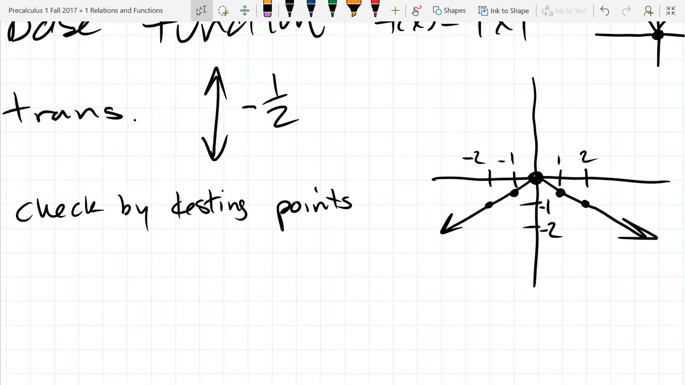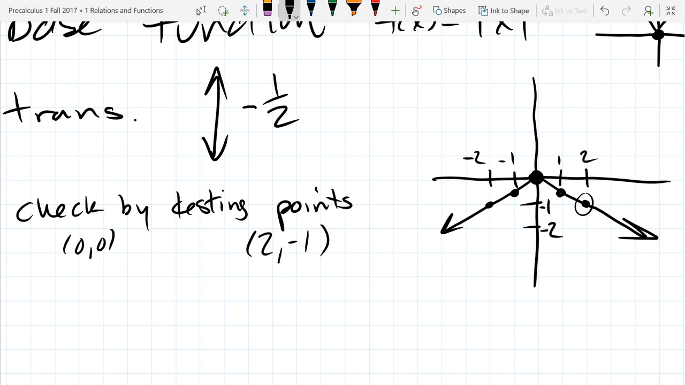So let's check the 0, 0 point. And let's also test, we'll go with the 2, negative 1. So I'm going to run checks on those two points right there.